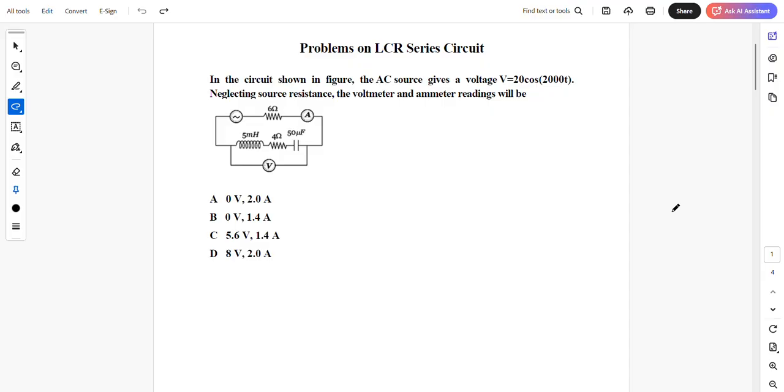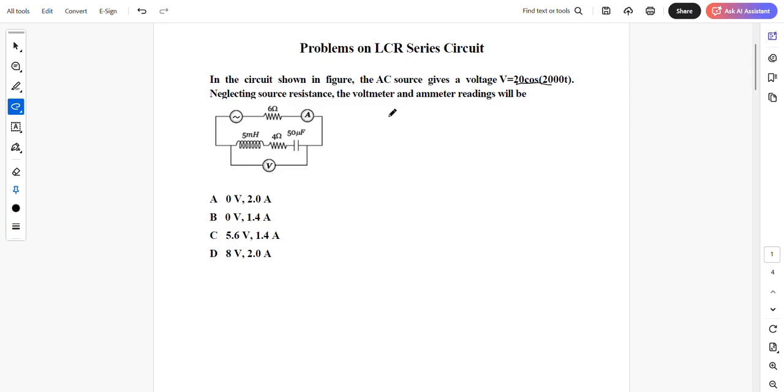Today we'll be seeing some important problems on LCR series circuit. This is the first problem. In the circuit shown in the figure, the AC source gives a voltage V equal to so much. Now, neglecting source resistance, what will the voltmeter and ammeter readings be?